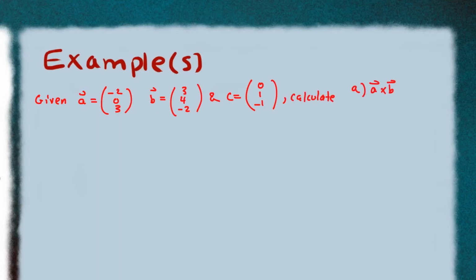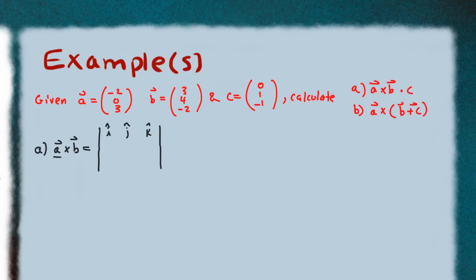For the first example, we are given three vectors a, b, and c, and we want to perform a few calculations on them. First, the cross product of a and b dotted with c, and then the cross product of a with vectors b plus c. For the first one, we're going to take the cross product of a and b first. So we're going to write our i, j, and k components and the x, y, and z components of vectors a and b. And then we are going to use our regular method.